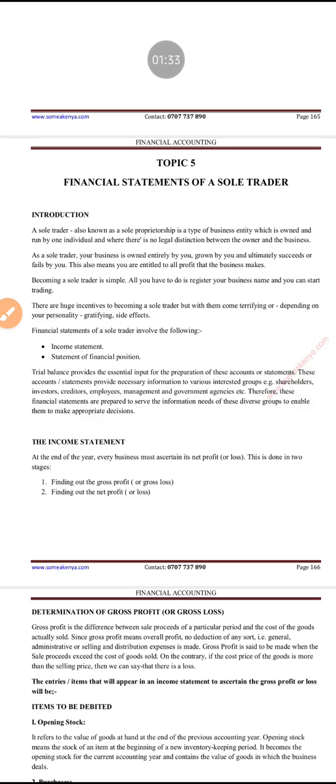Financial statements of a sole trader involve the following. As a sole trader, you are required to prepare the income statement. You're also supposed to prepare the statement of financial position, which we also refer to as the balance sheet. So the trial balance provides the essential input for the preparation of these accounts or statements.